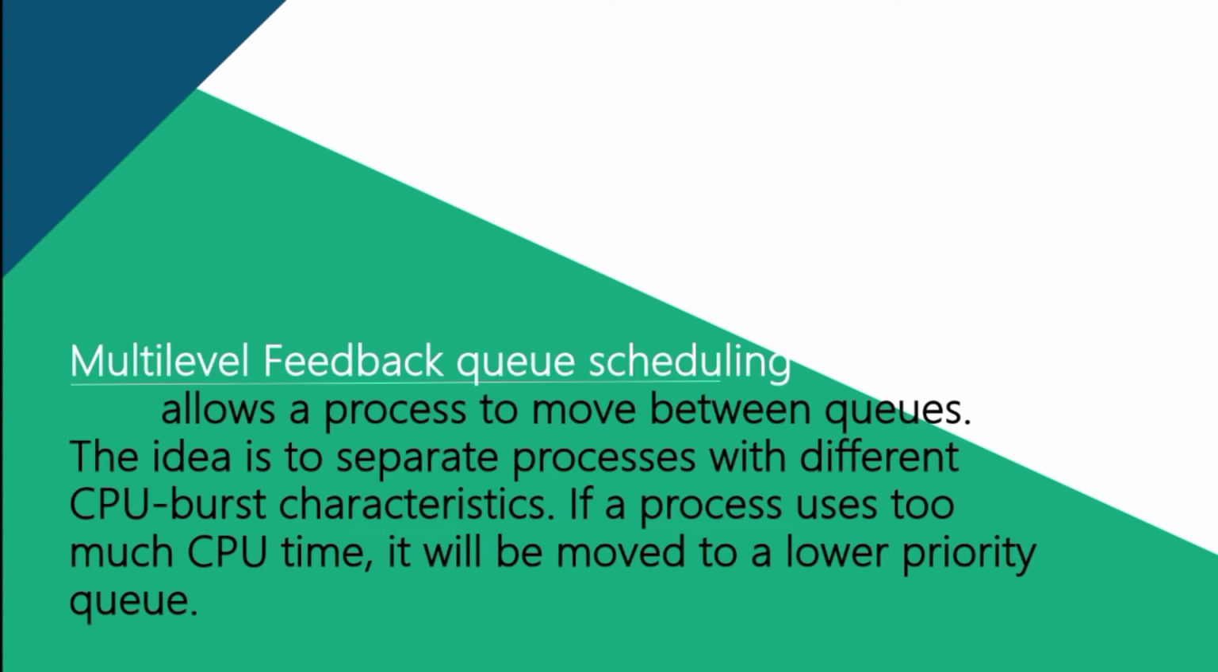Another scheduling algorithm is the multi-level feedback queue scheduling. It allows a process to move between queues. The idea is to separate processes with different CPU burst characteristics. If a process uses too much CPU time, it will be moved to a lower priority queue. So here in multi-level feedback queue scheduling, when a process uses the CPU and consumes a large amount of time, it will be moved to a lower priority queue. And that is what we call multi-level feedback queue scheduling.